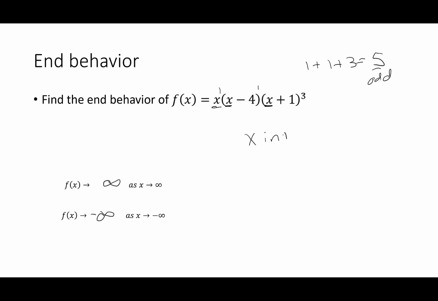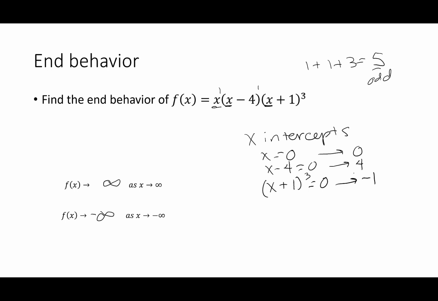If I do the x-intercepts, again, I have 3. I have x is 0, x minus 4 is 0, x plus 1 cubed is 0. This gives me 0, 4, and negative 1. Again, if I write them in order, smallest to largest, I have negative 1, 0, and 4 as my x-intercepts. The y-intercept comes from plugging in f of 0. So I have 0, 0 minus 4, 0 plus 1 cubed, which that one's easy. That one's just 0 this time. Multiplying by 0 gets rid of all the others.